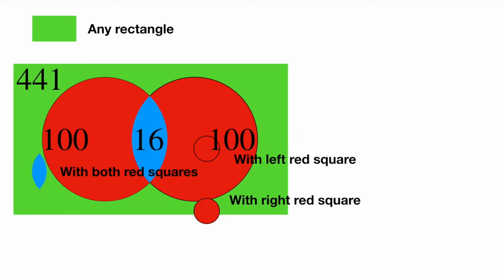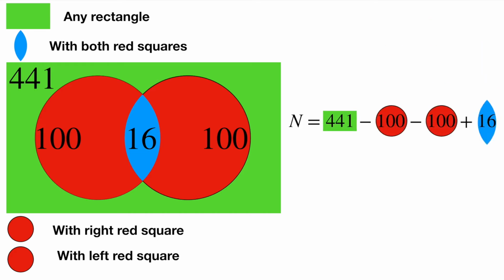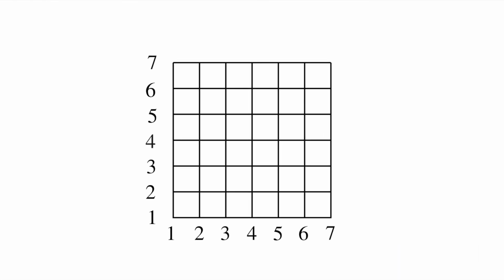So in order to get the right number of rectangles with red squares inside, we have to subtract 2 times 100 and then return 16 because it was subtracted twice. Therefore, the right answer is 257. We proceed to find the rectangles without red squares inside.